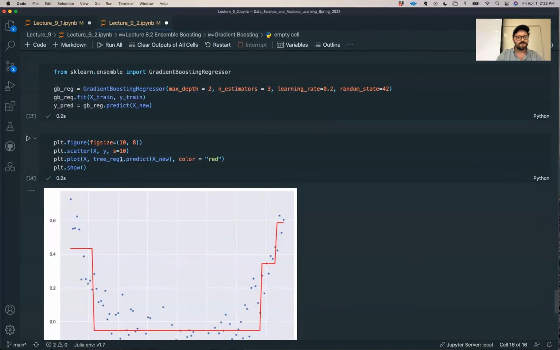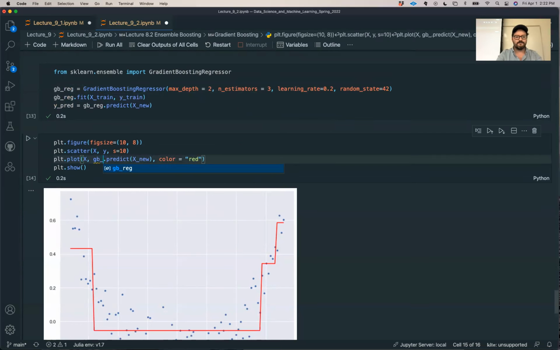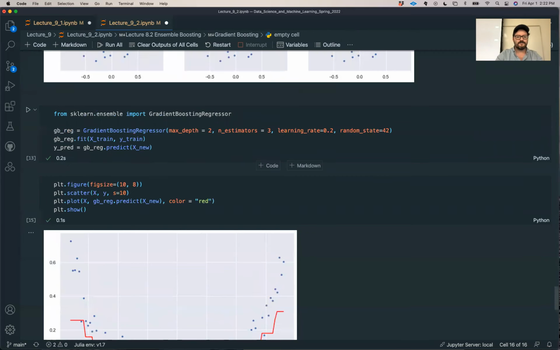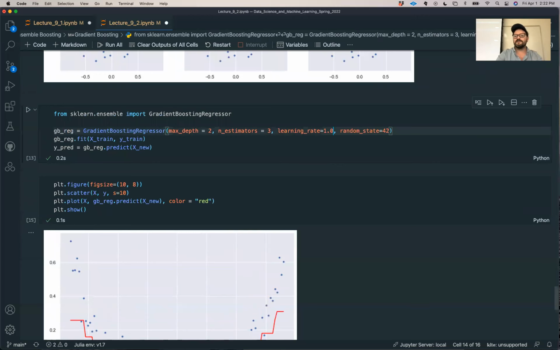Oh no, what am I doing? Right, that's why it looked the same. gb reg. So now it looks different. Let me put this learning rate back to 1. So all of them get the equal vote as we did above. So there.